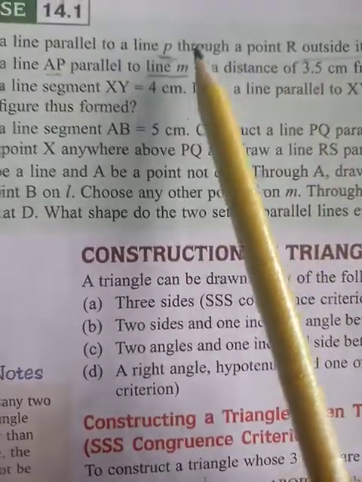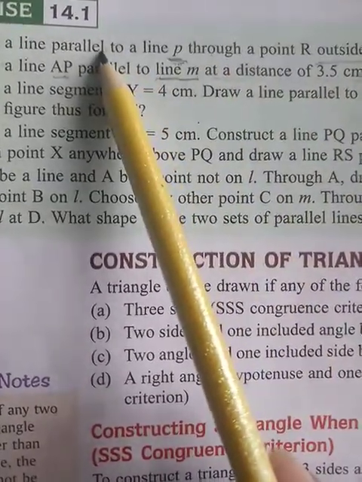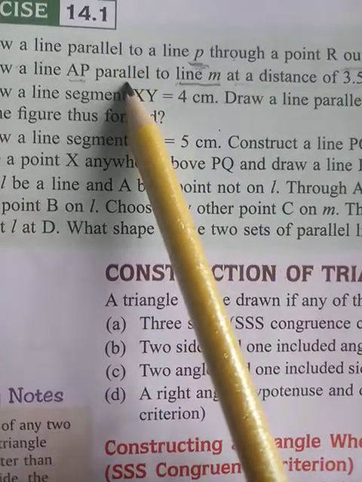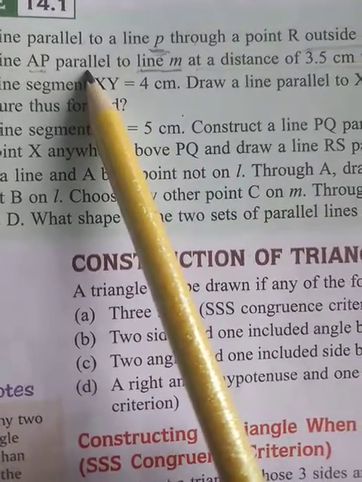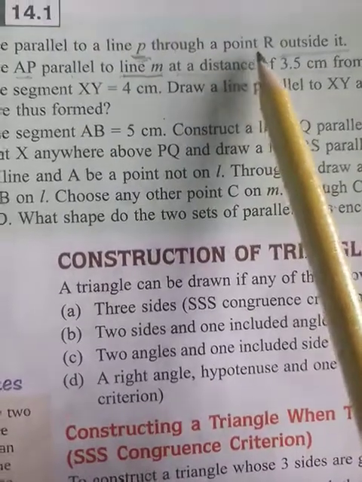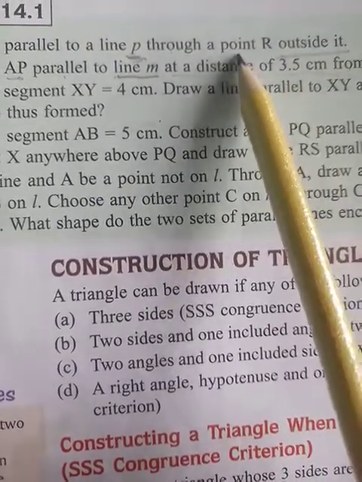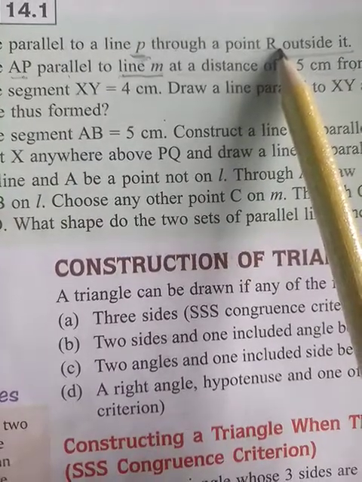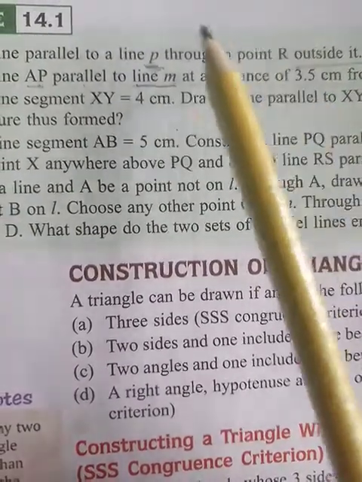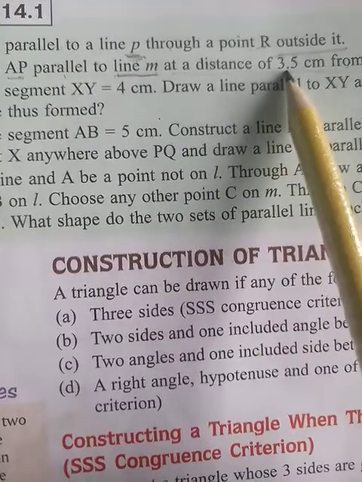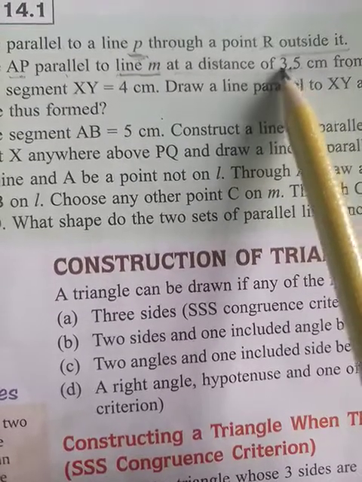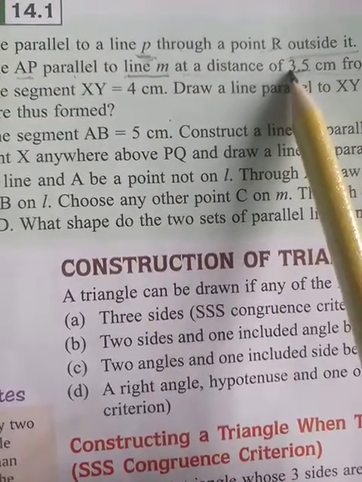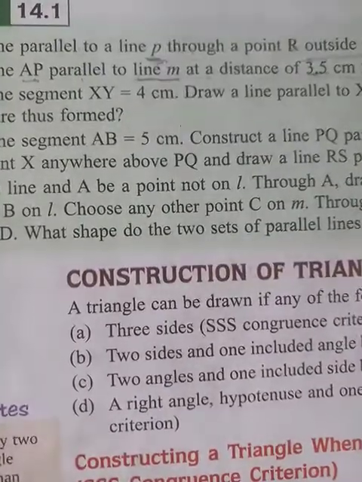You can see in the first sum also we have drawn a parallel line, and for the second sum also we are going to draw a parallel line. But here the difference is, in the first sum we took the point R outside and there was no fixed distance between the two parallel lines, but here there is a fixed distance, that is 3.5 centimeter. So let's start how to do it.